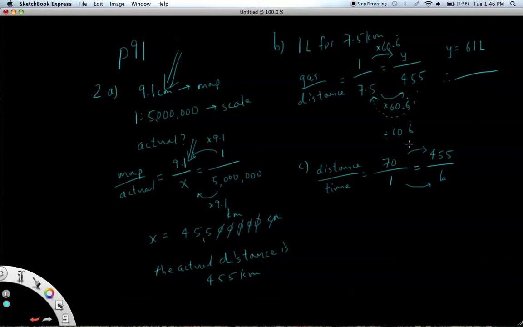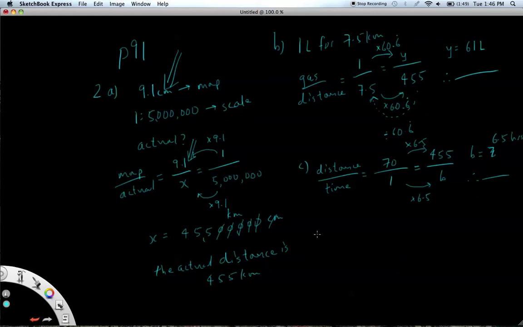That gives me 6.5. So I'm multiplying by 6.5 to get 455, so I'm also multiplying by 6.5 to get B. And if I do that, B is, whoops, mistake, 6.5 hours. And I put my statement: therefore it would take 6.5 hours for her to complete the trip.